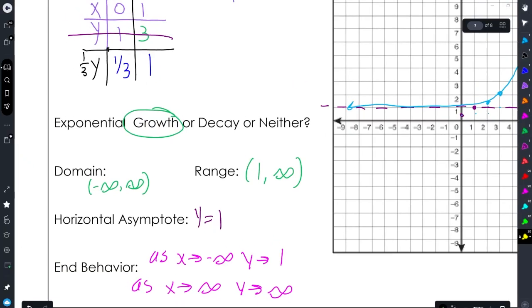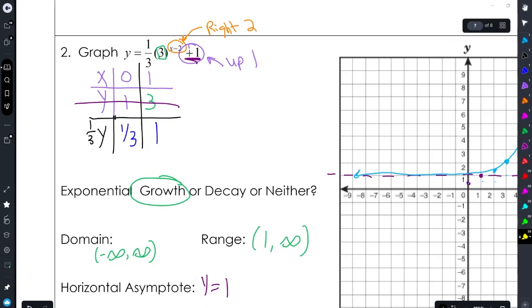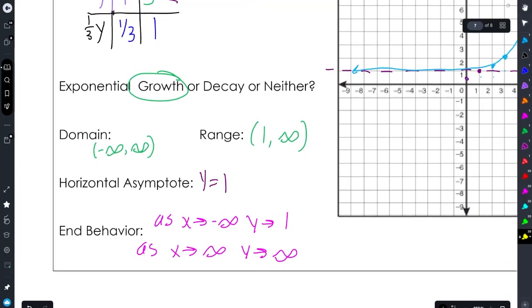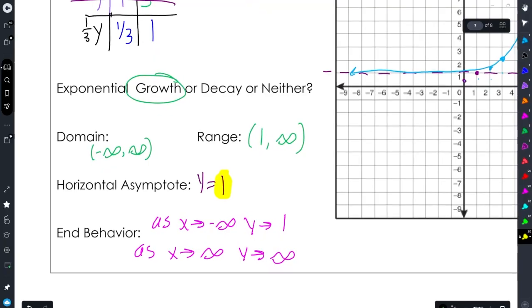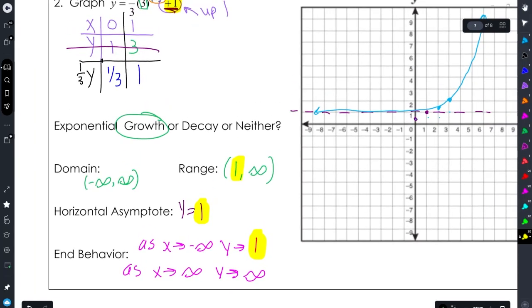And I want to point out that our k value that was plus 1 up here, our asymptote was positive 1, our range had a positive 1 in it, and one of the end behaviors had a positive 1 in it. So all of those will always align if you're doing this correctly.